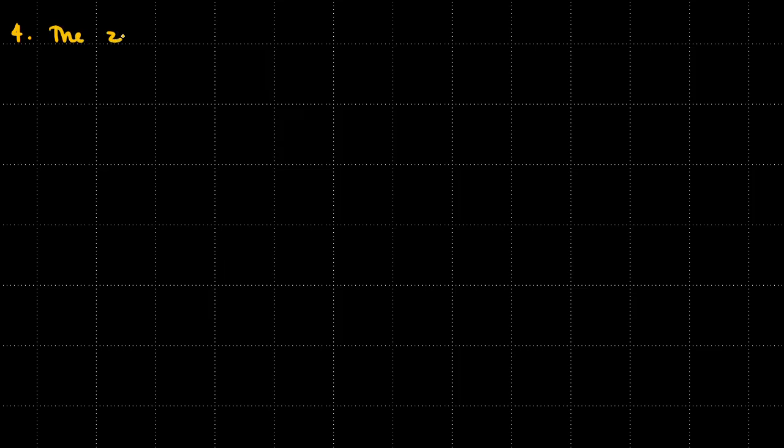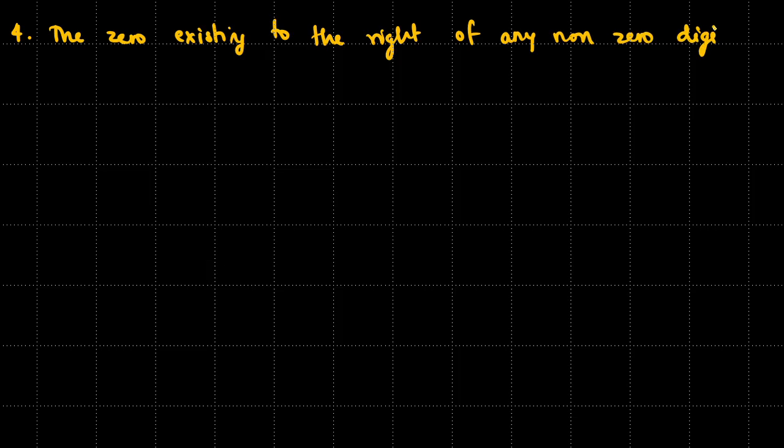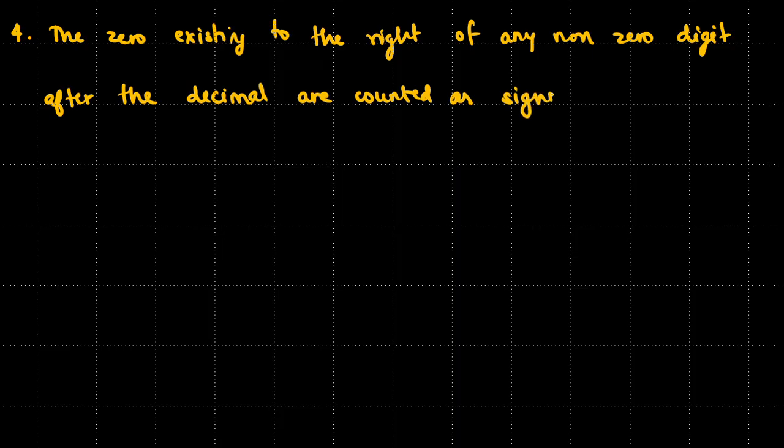So the fourth rule: the zeros existing to the right of any non-zero digit after the decimal point are counted as significant figures.